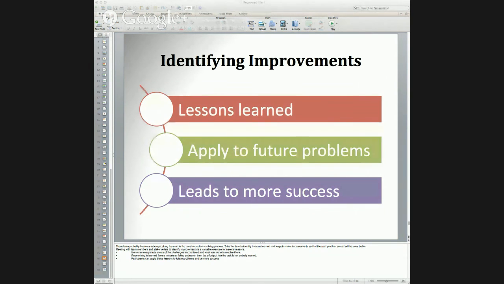Meeting with team members and stakeholders to identify improvements is a valuable exercise for several reasons. It ensures everyone is aware of the challenges encountered and what was done to resolve them. If someone has learned from a mistake or failed endeavor, then the effort put into the task is not entirely wasted. Participants can apply these lessons to future problems to be more successful.